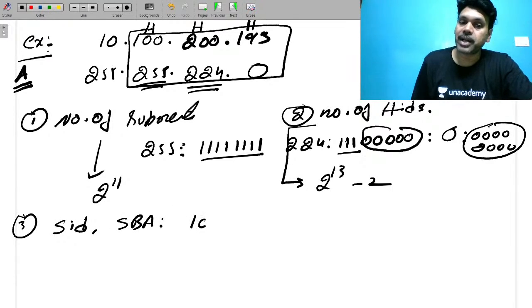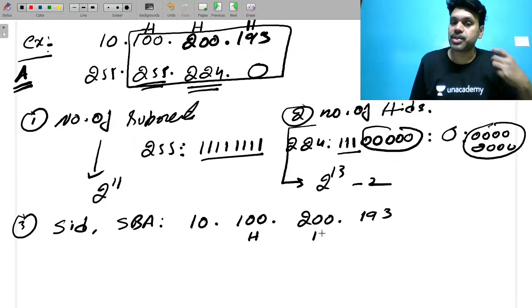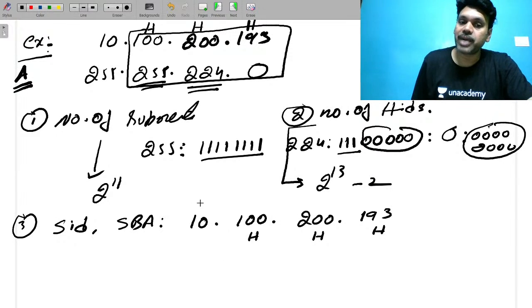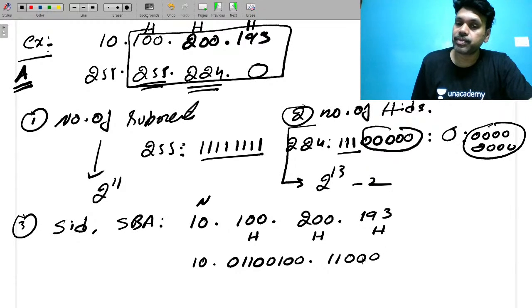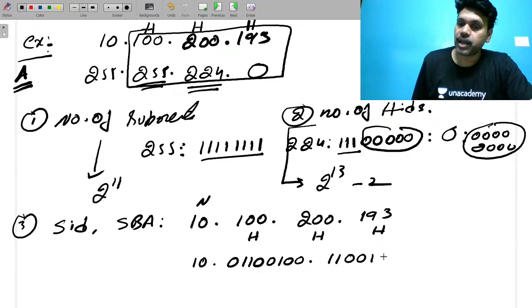Write your IP into binary: 10.100.200.193. This is a host, this is a host, this is a host. Write into binary. This is N. We don't write, I already showed you the binary of this. 200 binary: 11000, 128, 64, 32, 16 and 8 I need. 8, 4, 2, 1 and 193 is 11.